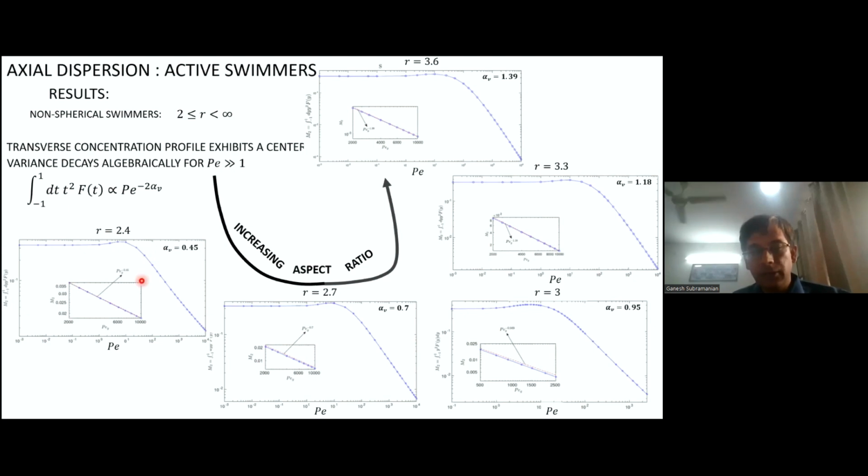From the rate of decrease, I can extract what alpha V is. I just want you to note that alpha V is quite sensitive. The aspect ratio is not varying by much. I've just increased it from 2.4 to 3.6, yet the variance exponent has significantly increased.